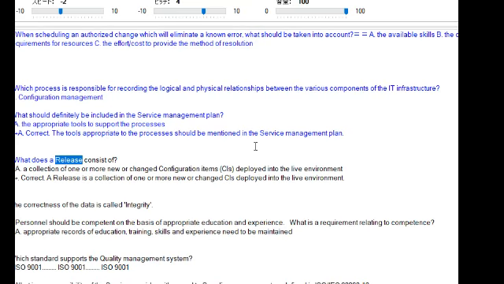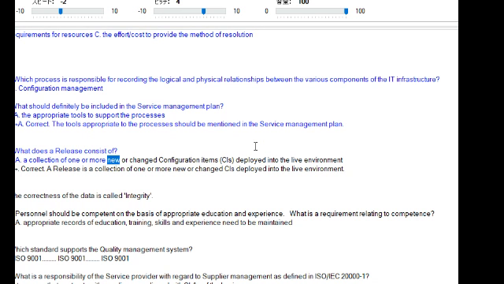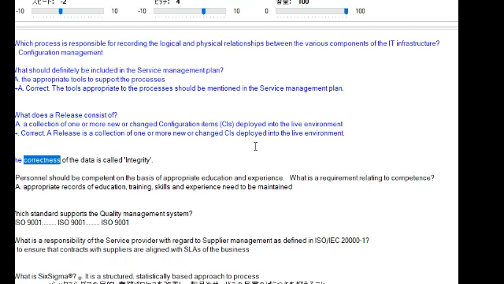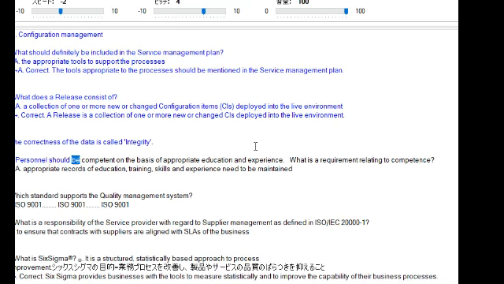What does a release consist of? A. A collection of one or more new or changed configuration items, CIs, deployed into the live environment. Correct. A release is a collection of one or more new or changed CIs deployed into the live environment. The correctness of the data is called integrity. Personnel should be competent on the basis of appropriate education and experience.